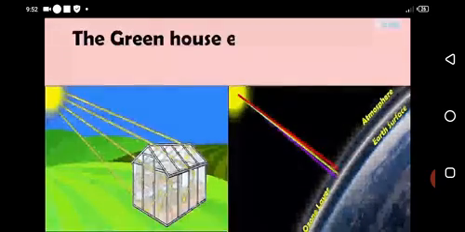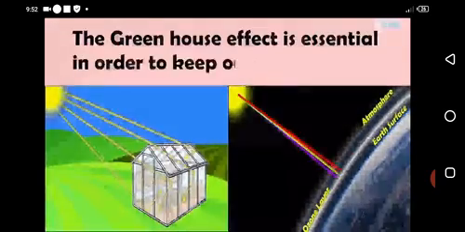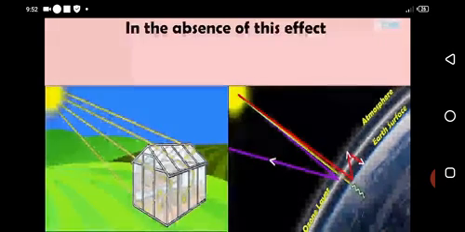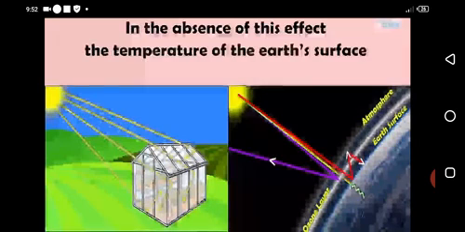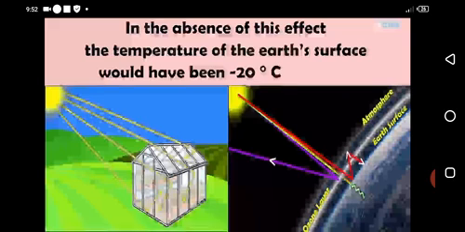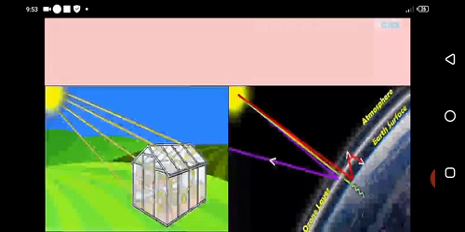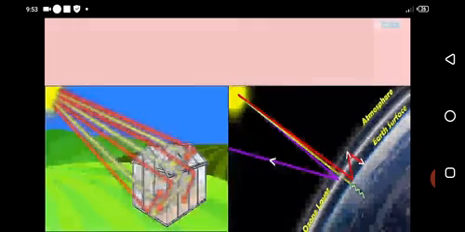The greenhouse effect is essential in order to keep our planet warm. In the absence of this effect, the temperature of the Earth's surface would have been -20 to -40 degrees Celsius. But too much of something is bad, right? If the plants in the greenhouse receive excess heat, they would burn.